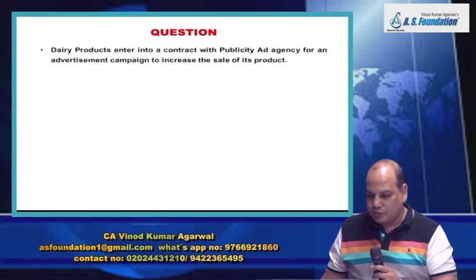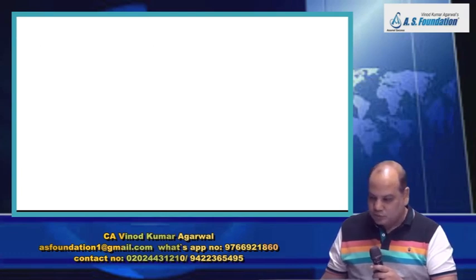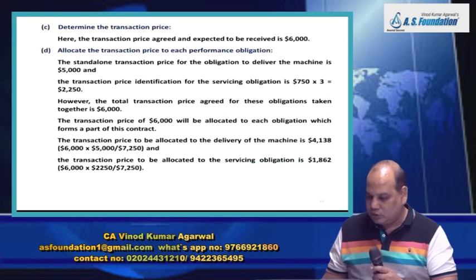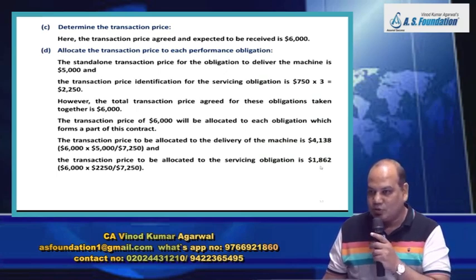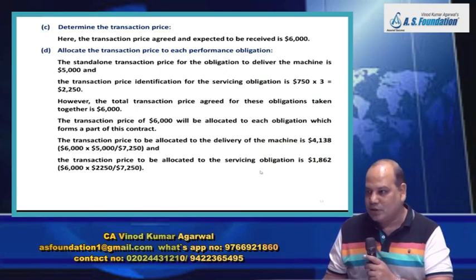This way. And this 1,862 will be recognized over the 3-year period, meaning over 36 months. So depending upon the date of transaction, if suppose 6 months are covered in this period, 6 by 36 of 1,862 will be recognized in this period. Okay.